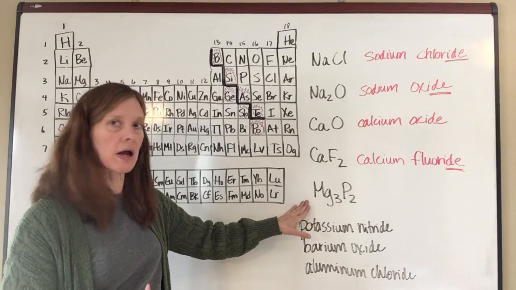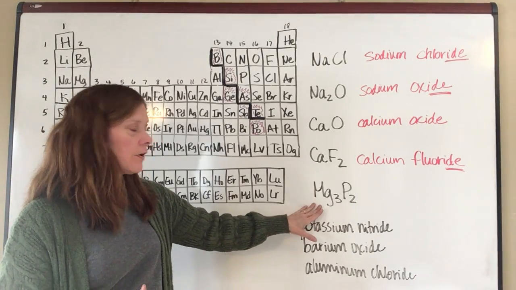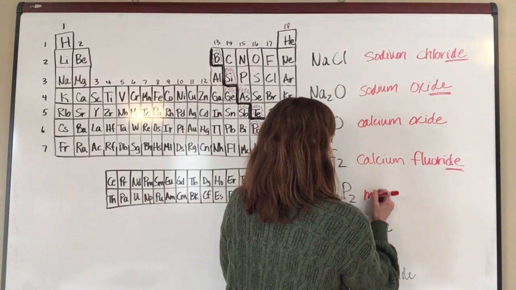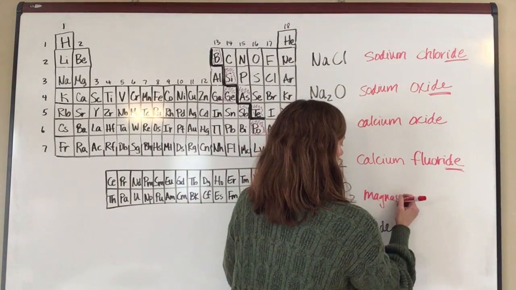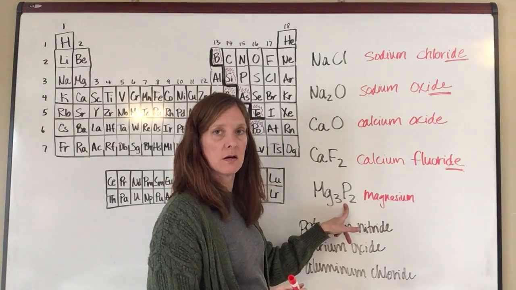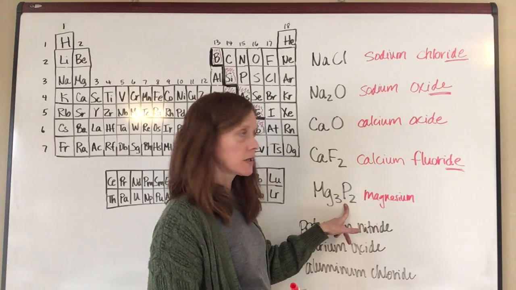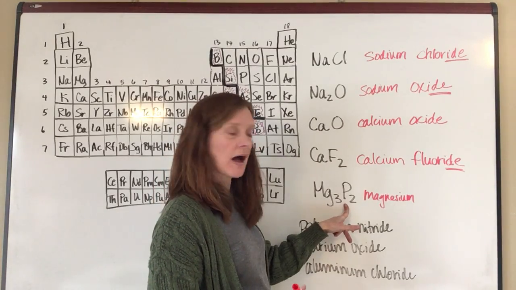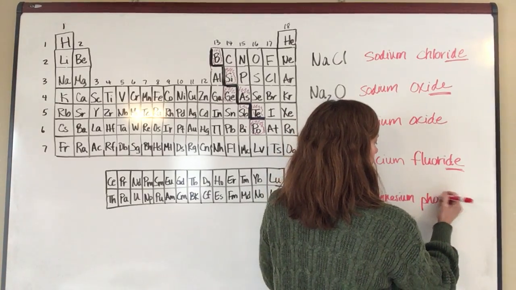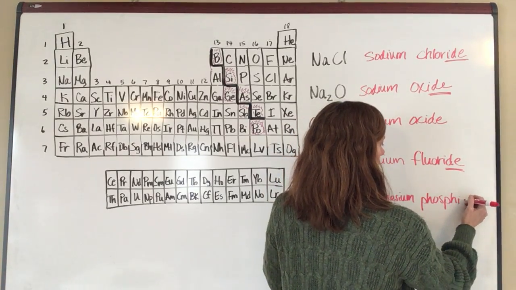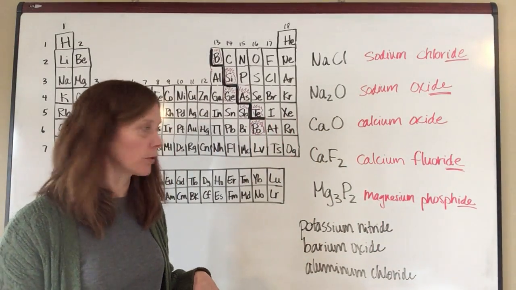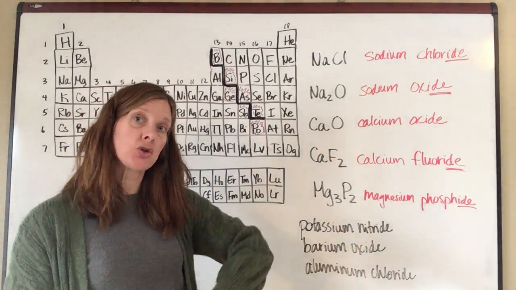All right, one more. What would I call this one? First element is magnesium. Magnesium, and then what is this? It's phosphorus, but because it needs to end in an IDE, instead of phosphorus, I'm going to call it phosphide. Phosphide, magnesium phosphide, okay?